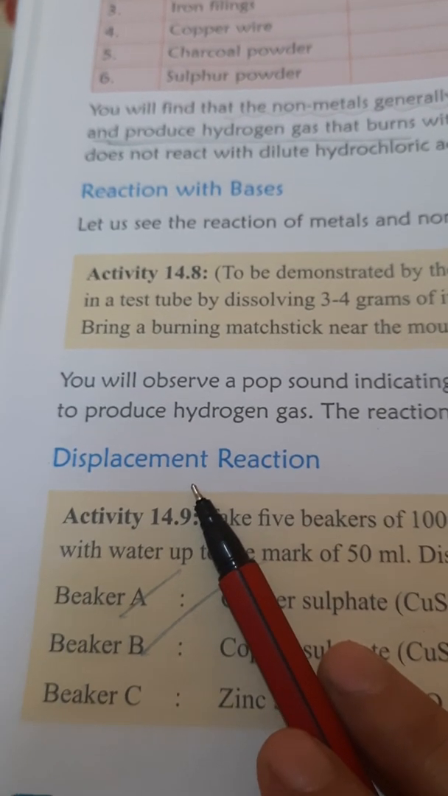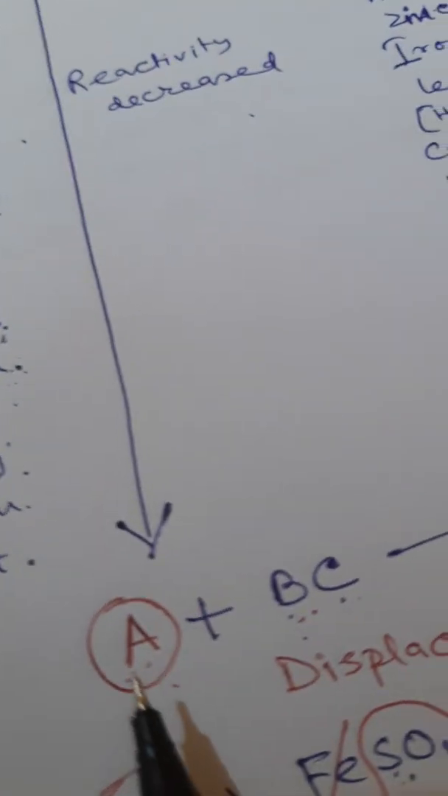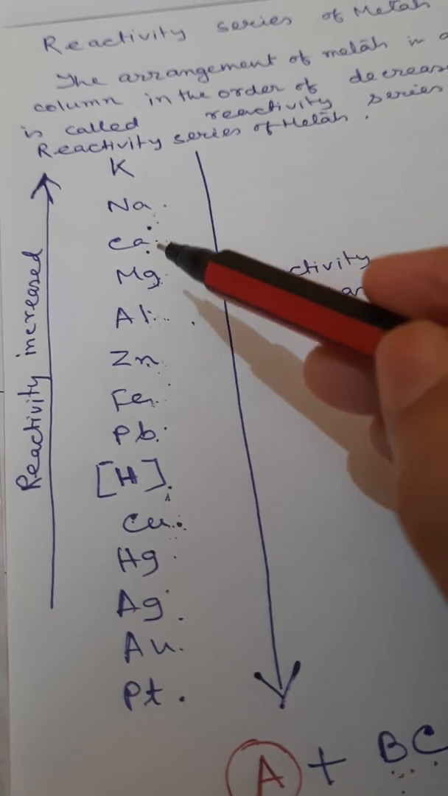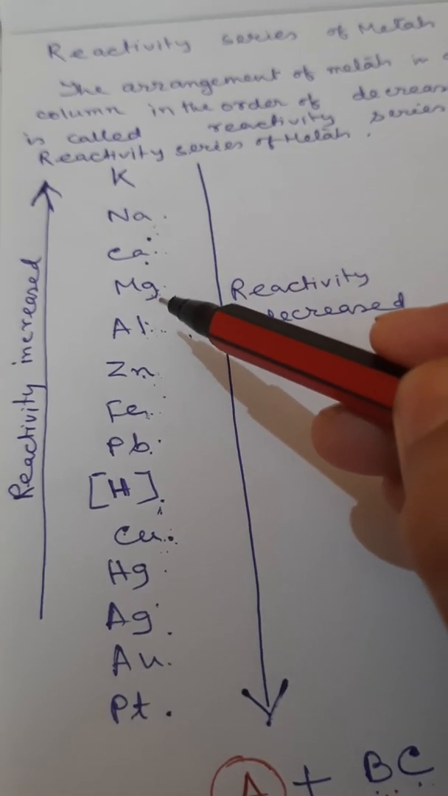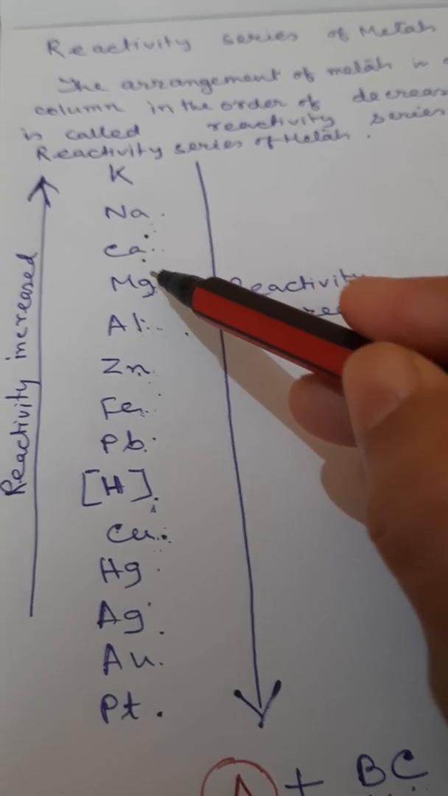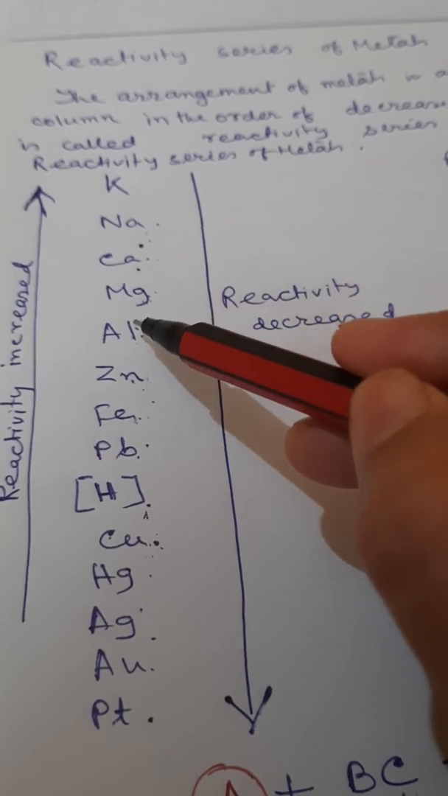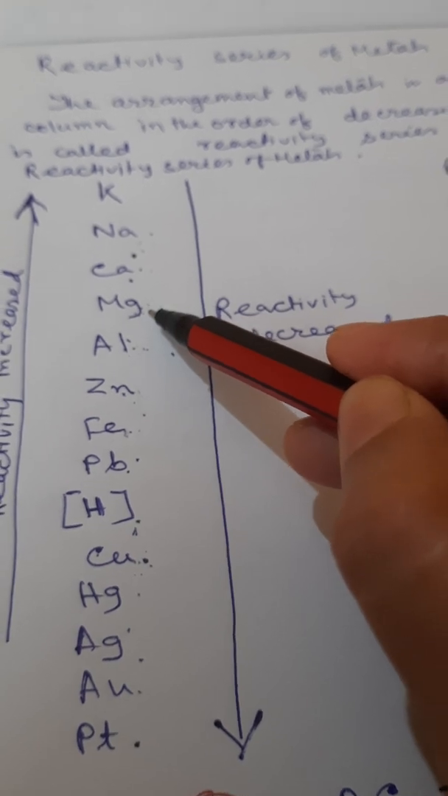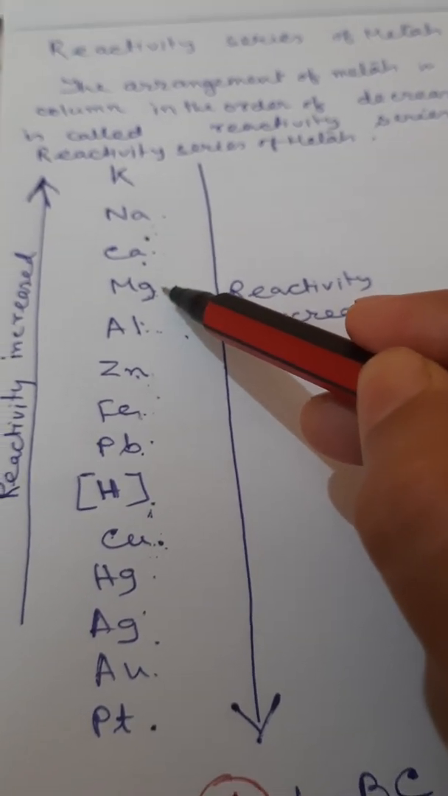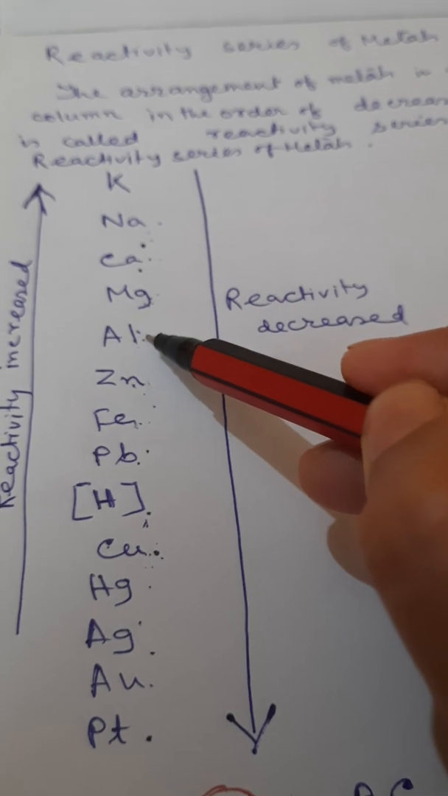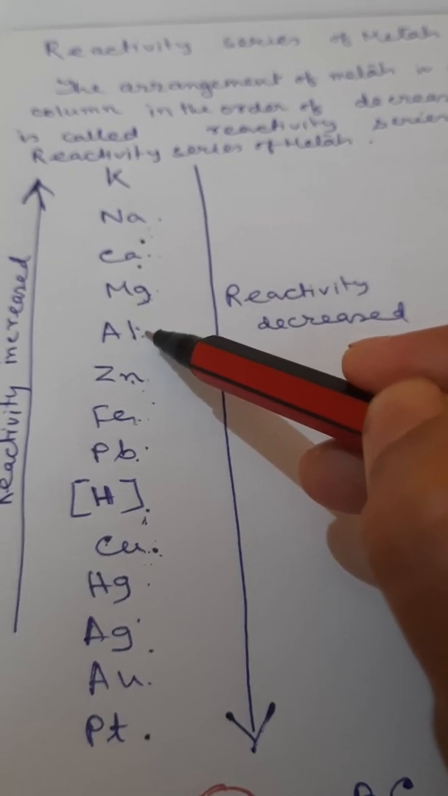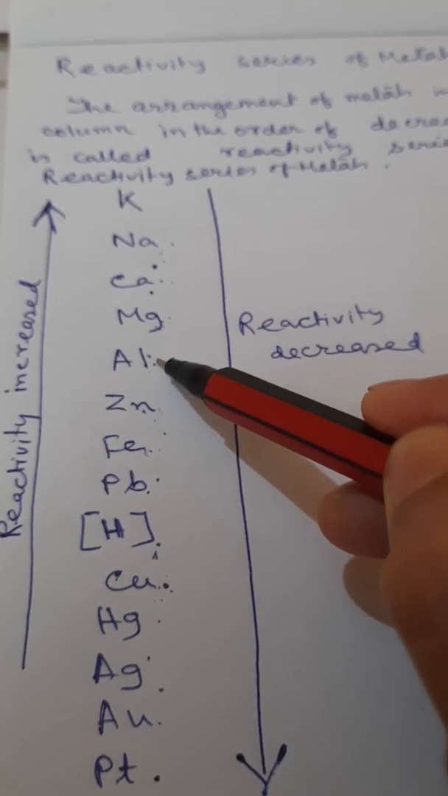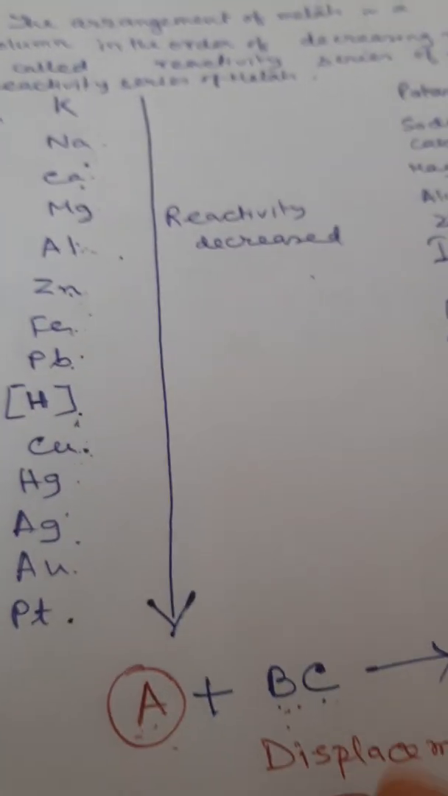One of the important topics in this chapter is displacement reaction. What do you mean by displacement reaction? In this reactivity series, you have observed that the metal which is on top of another metal is more reactive, and this more reactive metal can displace the less reactive metal from its salt solution. This reaction is called a displacement reaction.